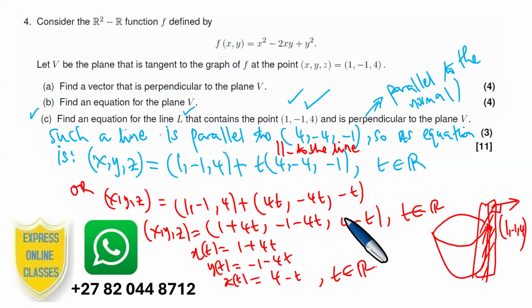Now, we're told that the line containing a point is perpendicular to the plane. A line perpendicular to the plane is going to be like the normal, because they are both perpendicular to the plane. So this line and the normal are parallel. To find the equation, we need one vector that is parallel to the line, which is the normal. The normal vector is (4, -4, -1). And this particular line passes through (1, -1, 4).